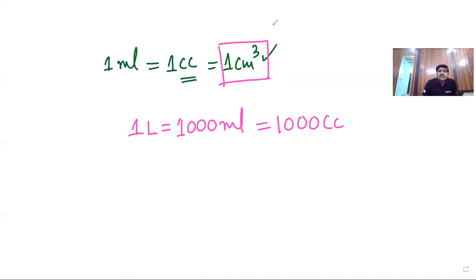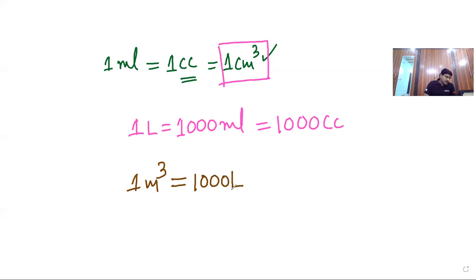And another conversion I would like to introduce is 1 meter cube, 1 cubic meter. 1 cubic meter is 1000 liters.